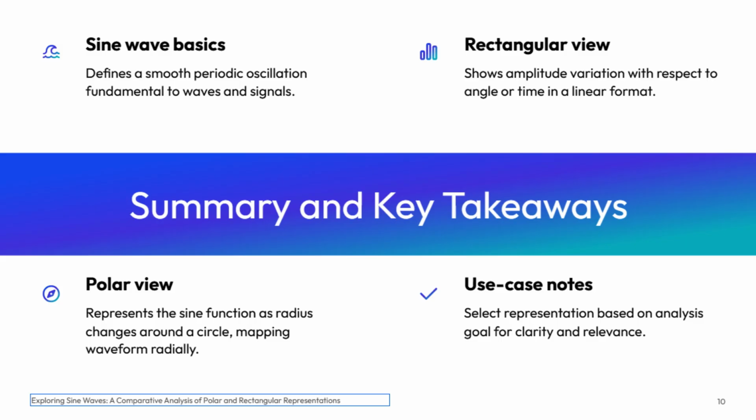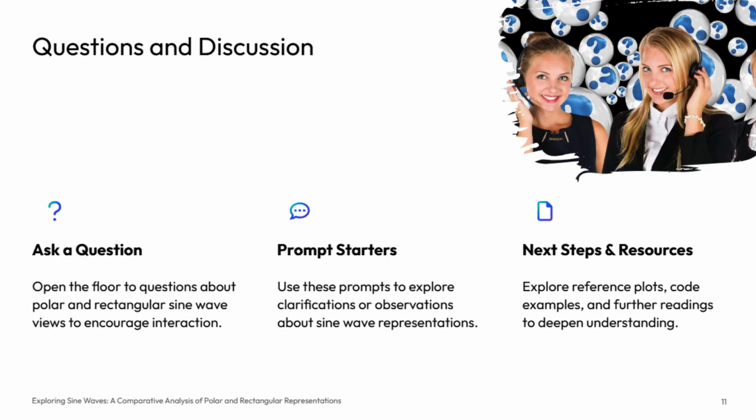To summarize, sine waves are fundamental signals used across many scientific and engineering fields. Rectangular representation shows how the waveform changes over time, while polar representation describes the signal in terms of magnitude and angle. Both forms represent the same underlying function, but each provides unique advantages depending on the type of analysis being performed.